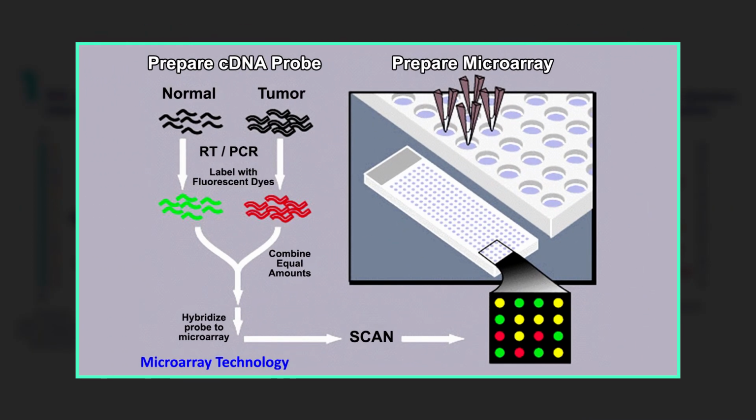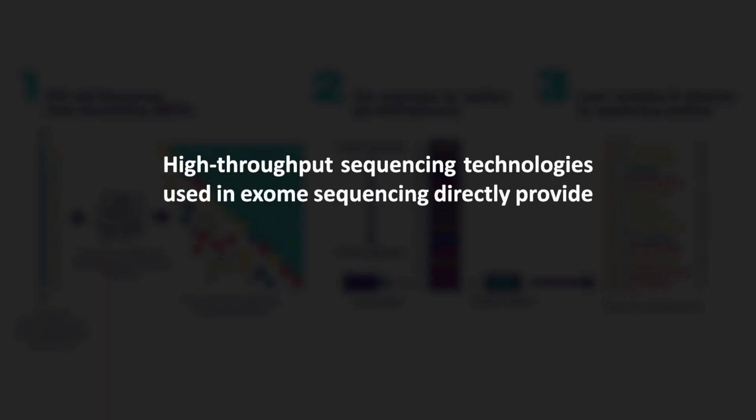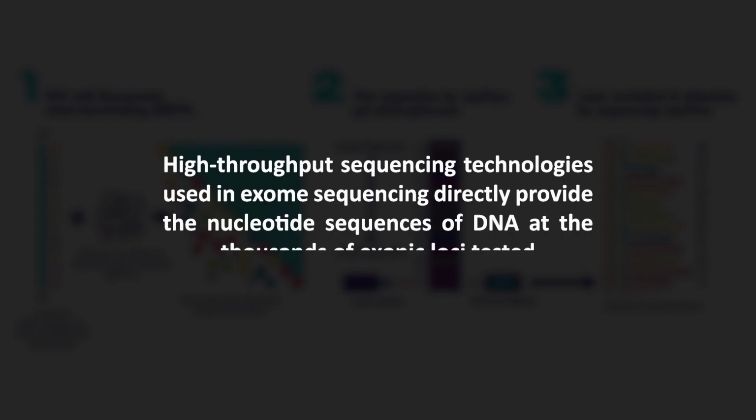Microarrays use hybridization probes to test the prevalence of known DNA sequences, thus they cannot be used to identify unexpected genetic changes. In contrast, the high throughput sequencing technologies used in exome sequencing directly provide the nucleotide sequences of DNA at the thousands of exonic loci tested. Hence, WES addresses some of the present limitations of hybridization genotyping arrays.